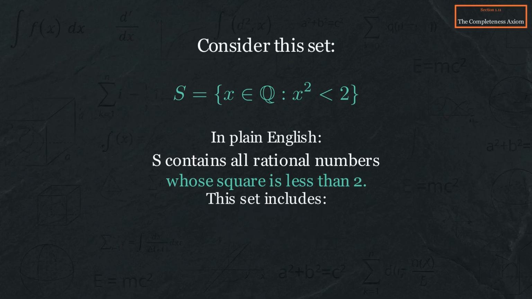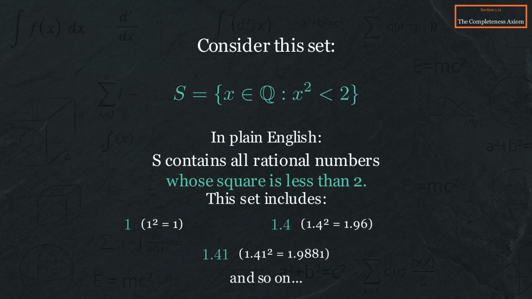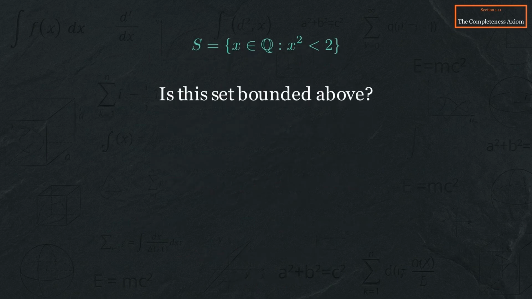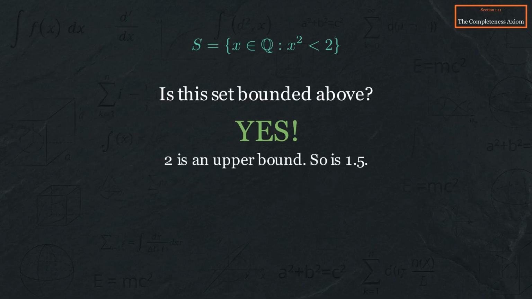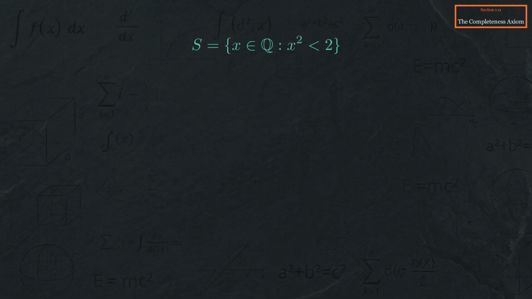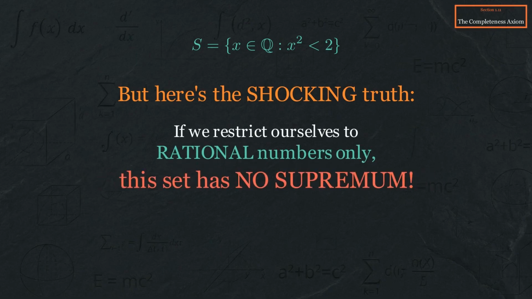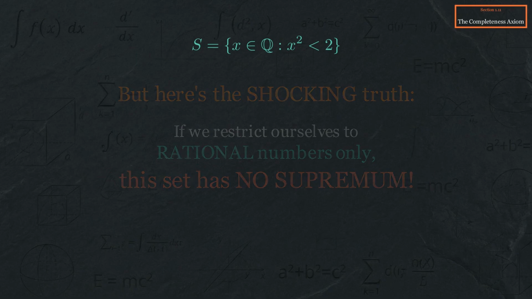Consider this set. S equals all rational numbers x such that x squared is less than 2. In plain English, S contains all the rational numbers whose square is less than 2. This set includes numbers like 1, since 1 squared is 1, 1.4, since 1.4 squared is 1.96, 1.41, since 1.41 squared is 1.9881, and so on. Now, is this set bounded above? Yes. For example, 2 is an upper bound. So is 1.5. But here's the shocking truth. If we restrict ourselves to rational numbers only, this set has no supremum.